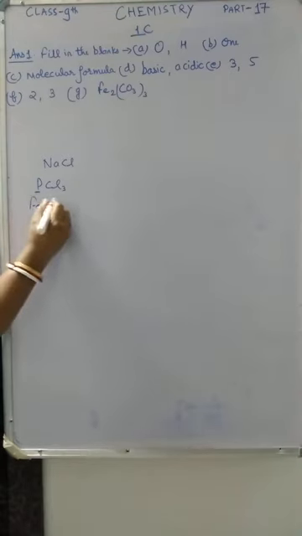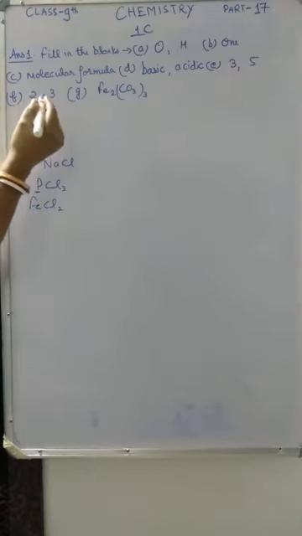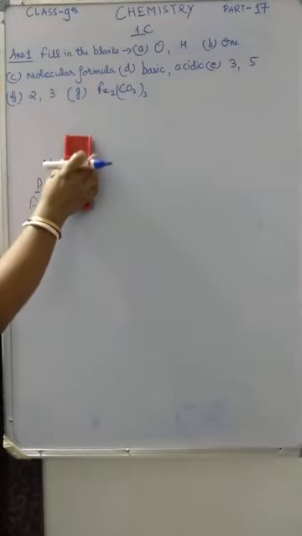Likewise, in PCl5, the valency of phosphorus will be 5. So 3 and 5. Valency of iron in FeCl2: 2 atoms of chlorine are combining with this iron, so its combining capacity is 2. So valency will be 2, and likewise FeCl3, its valency will be 3. Formula of iron 3 carbonate is Fe2(CO3)3. This is the formula of iron 3 carbonate.